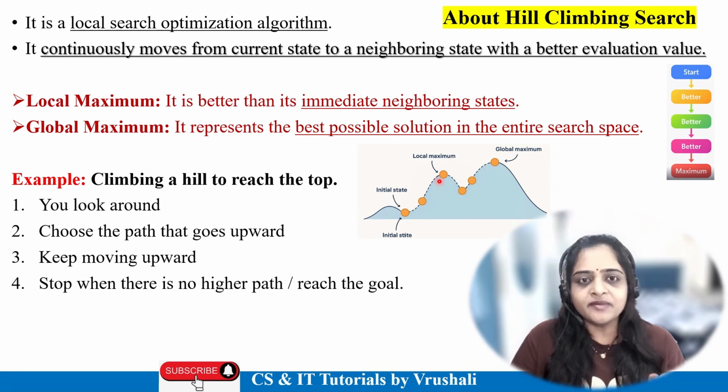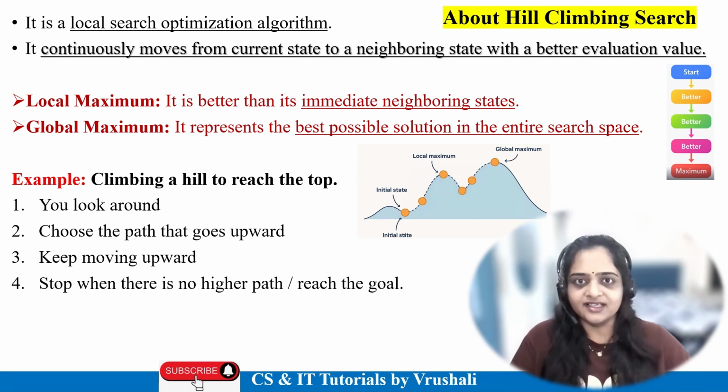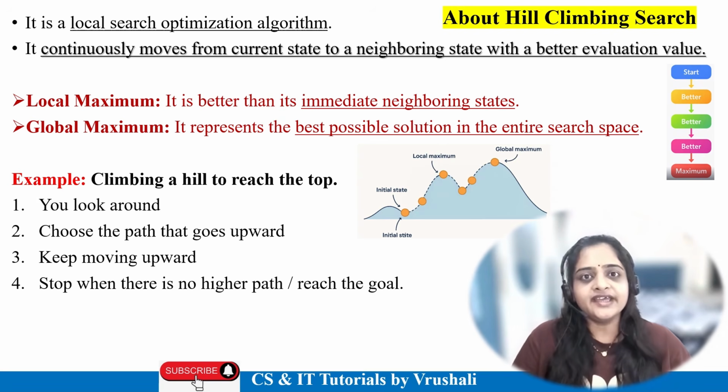And local maximum represents the immediate neighboring state. Okay. So in this way you will be climbing the hill to find the best possible state. As per the hill climbing search algorithm, you need to start from the initial state and find a better solution until you reach the maximum point, or the topmost point of a particular hill. Got it? So this is the hill climbing concept.